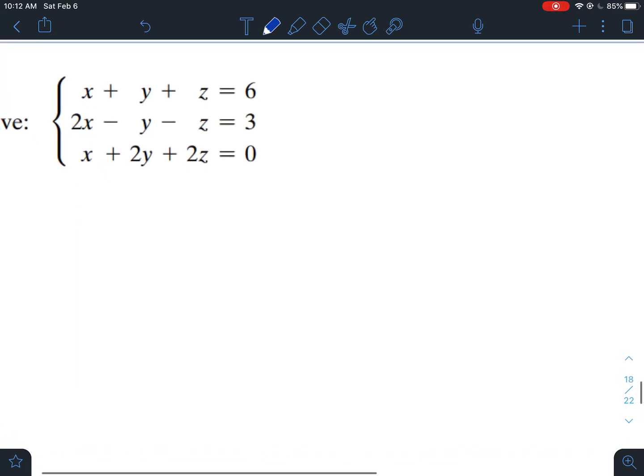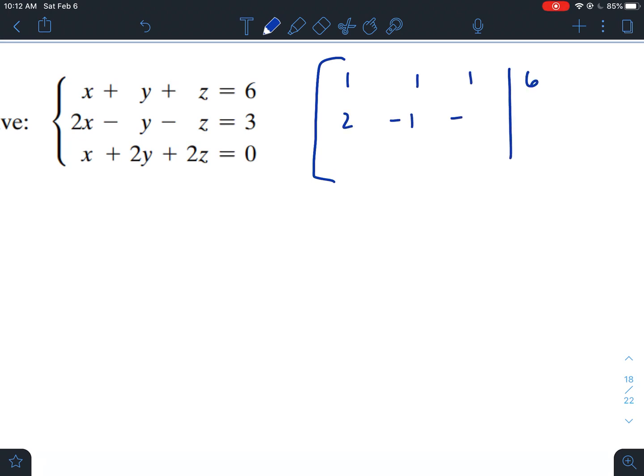All right, let's look at another one. x plus y plus z equals 6. 2x minus y minus z equals 3. x plus 2y plus 2z equals 0. So let's write it in augmented form. So 1, 1, 1, and 6. 2, negative 1, negative 1, and 3. 1, 2, 2, and 0.